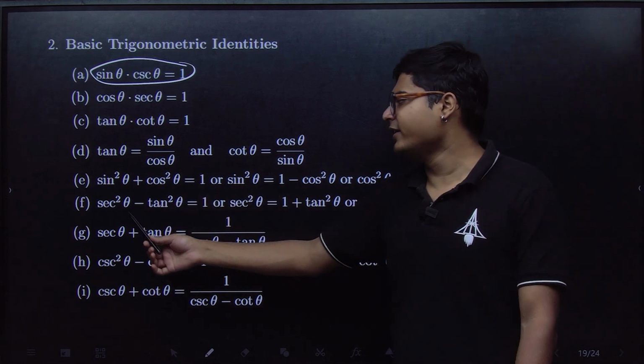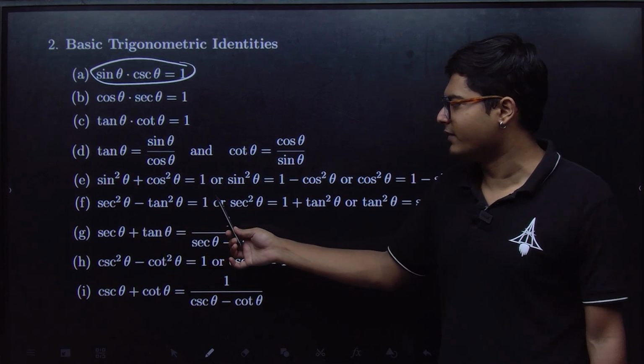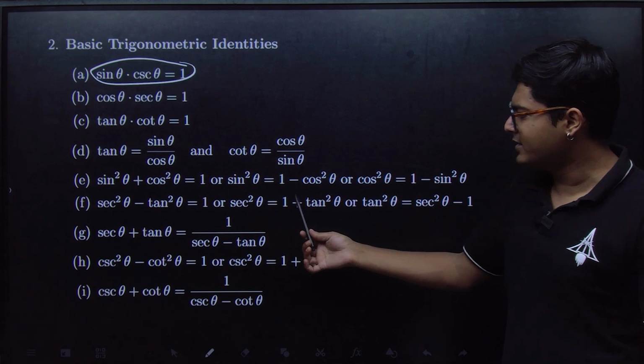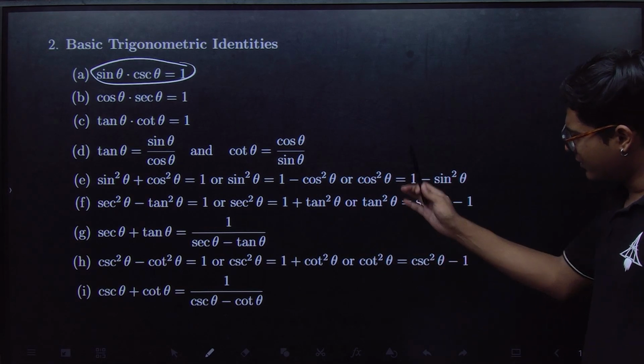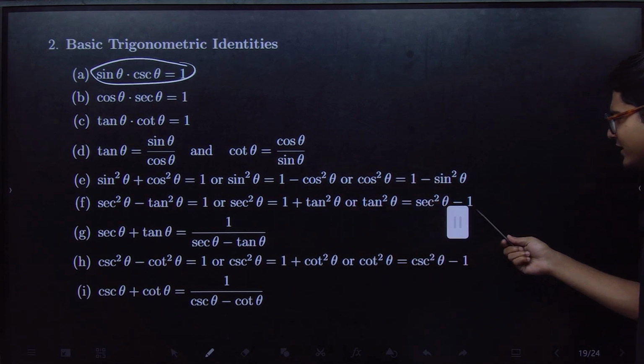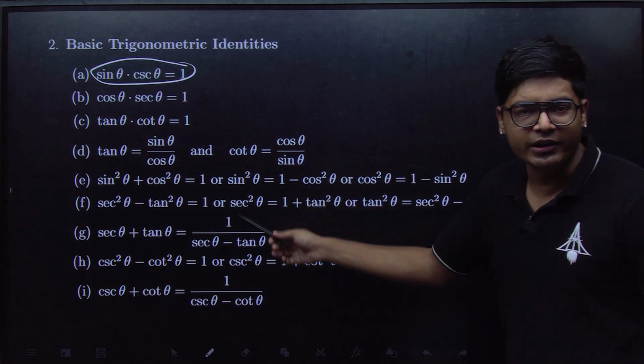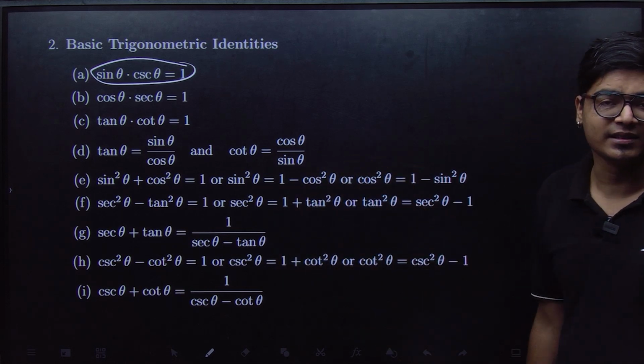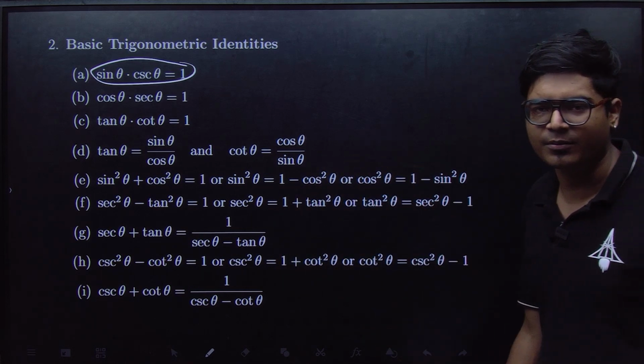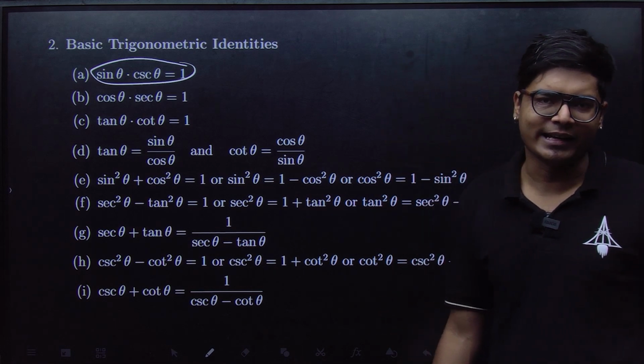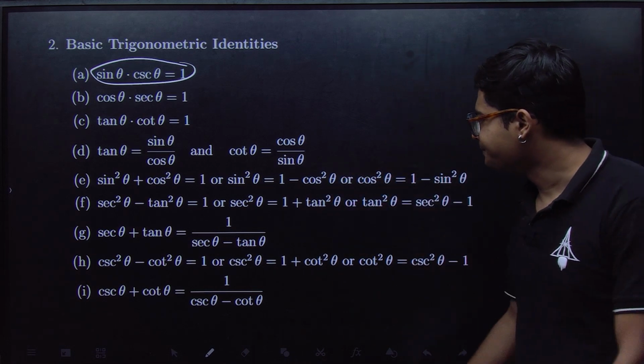Similarly, for sec and tan, sec square theta minus tan square theta is equal to 1, or you can write that sec square theta is 1 plus tan square theta. Or the other way, tan square theta is equal to sec square theta minus 1. It's important to know these basic identities because you'll be using them a lot, especially when it comes to integrals of trigonometric functions, or even while calculating limits.